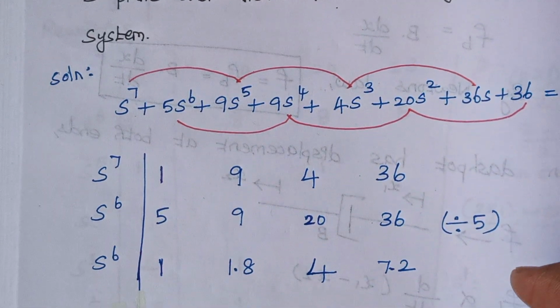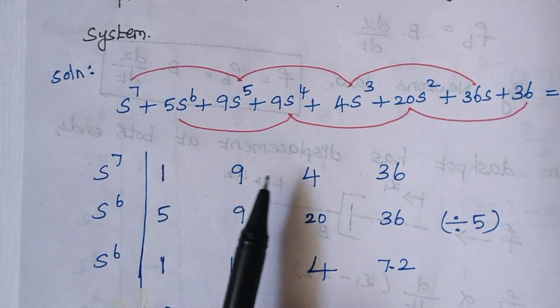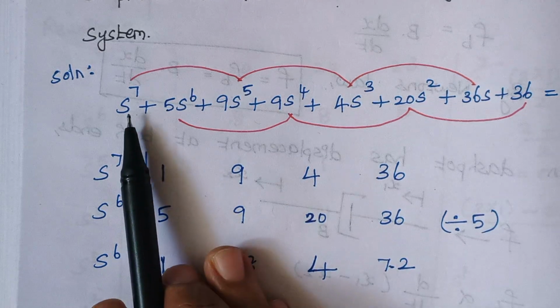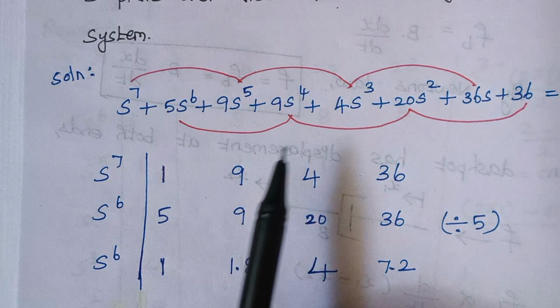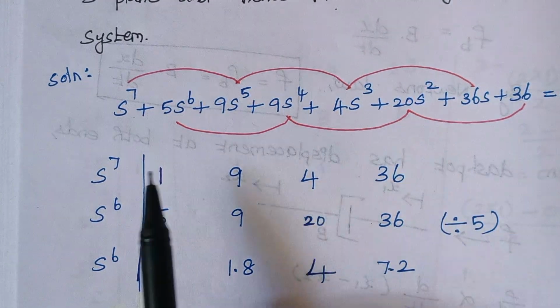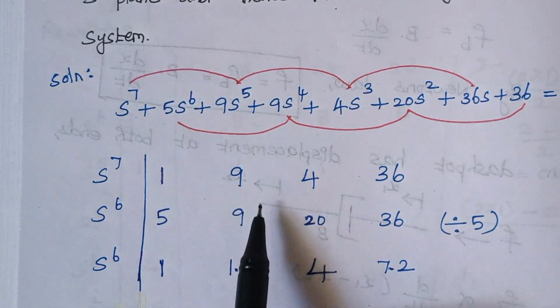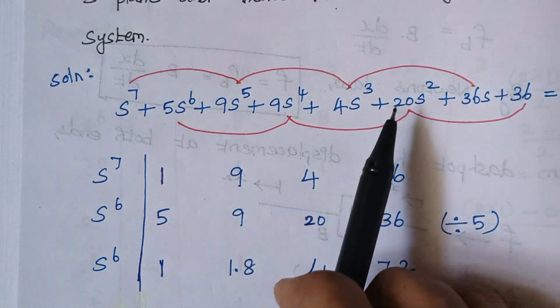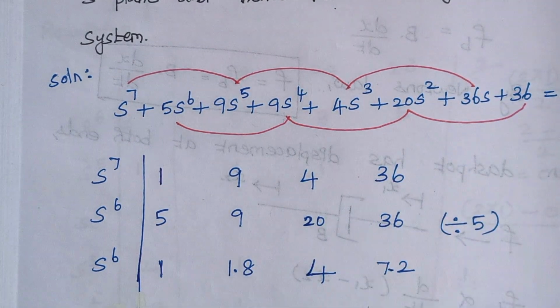The next step is forming a Routh array. So s to the power 7, right? Here we have to write the coefficients. So coefficient of s to the power 7 is 1, s to the power 5 is 9, s cube is 4 and finally s is 36. Next, coefficient of s to the power 6 is 5, s to the power 4 is 9, s square is 20 and finally 36, right?